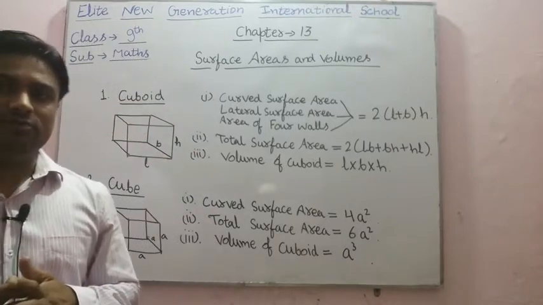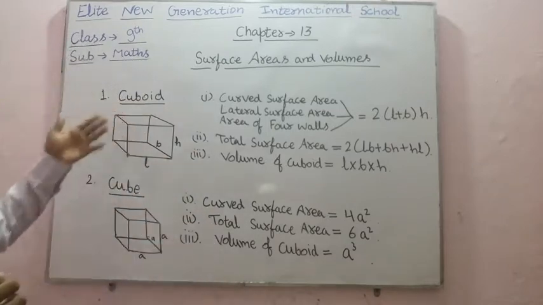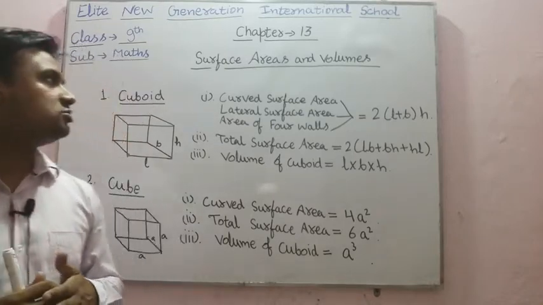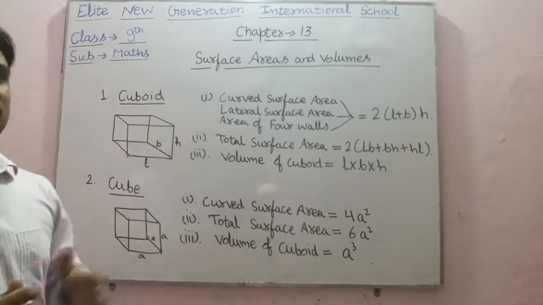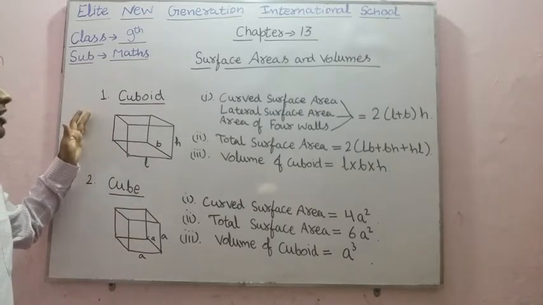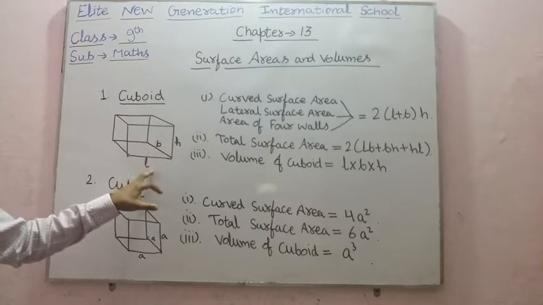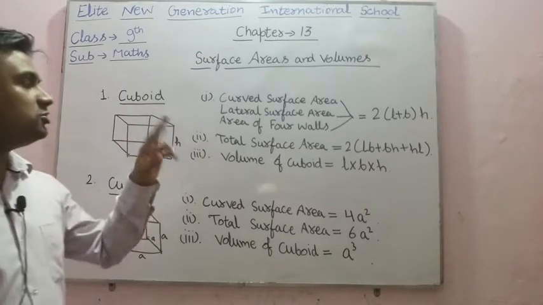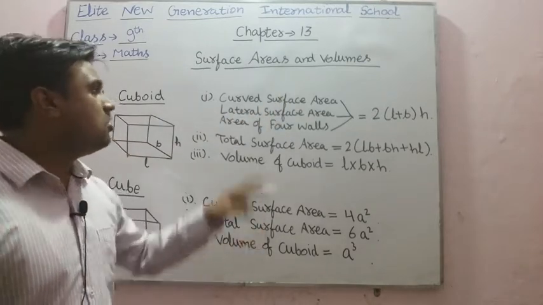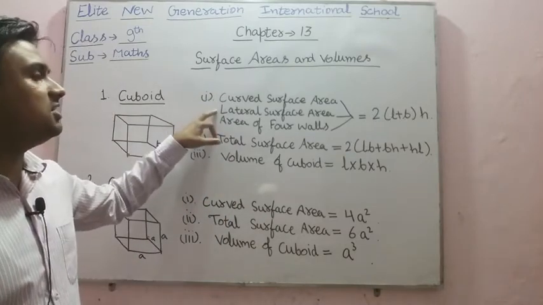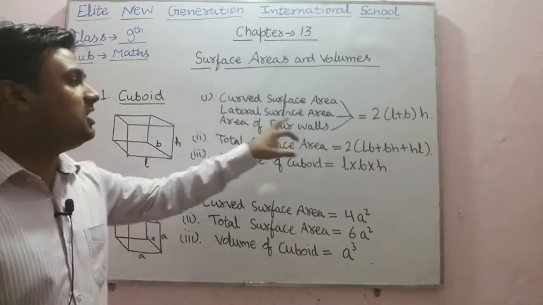First of all we will study the cuboid and the cube. These two are three-dimensional figures and we have to study their surface area and volume. First of all, the cuboid. A cuboid has three sides, that is length, breadth and height. First, the curved surface area or lateral surface area. Curved surface area and lateral surface area are the same thing, and it is the area of four walls.